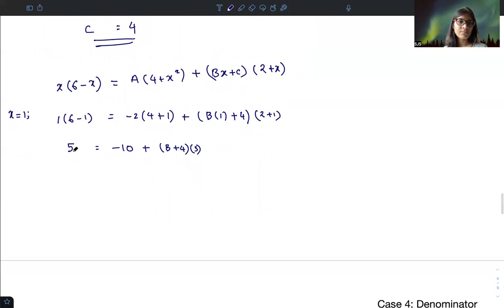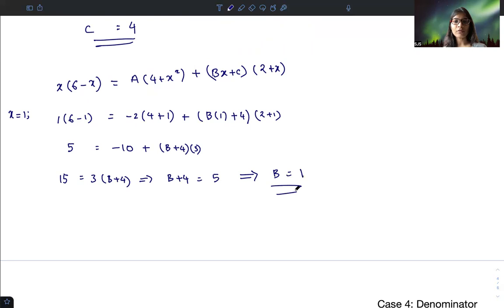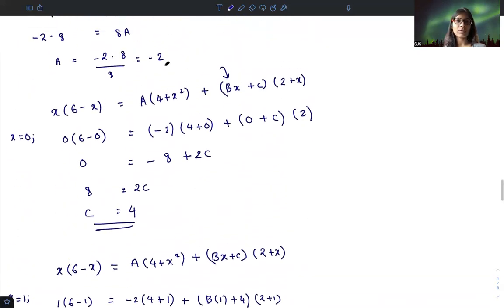So 5 plus 10 will become 15, is equal to 3 times b plus 4. That gives us b plus 4 is equal to 15 divided by 3, which is 5. And from here, we get b is equal to 5 minus 4, which is 1. So we got the value of b, we got the value of c, and we got the value of a.